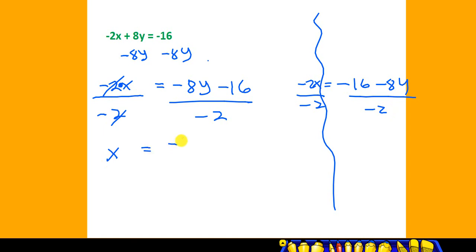We just separate your numerator and divide by the same denominator, right? Now, can I simplify negative 8 divided by 2? What is negative 8 divided by 2? Negative 4y. What is negative 16 divided by 2?